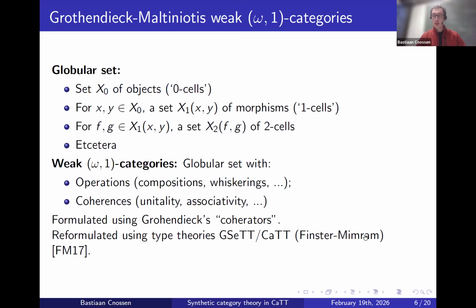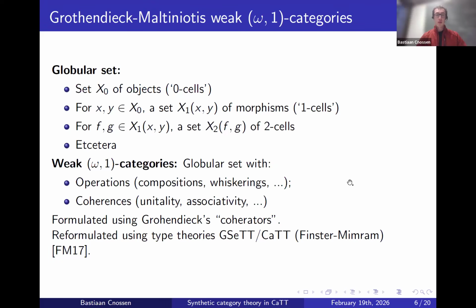And I should also mention that this type theory was developed by Finster and Mimram, and later there were some more details about the relation between this Grothendieck-Maltsiniotis weak omega category, which were worked out together with Thibaut Benjamin.